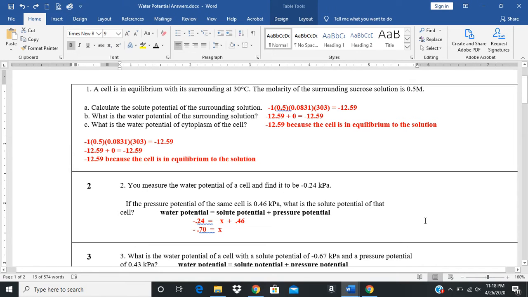Hey, these are the answers to the water potential equations. So we'll give you a quick rundown on these, talk a little bit about them just to make sure that you guys are all set. And after that, we should be good to go.